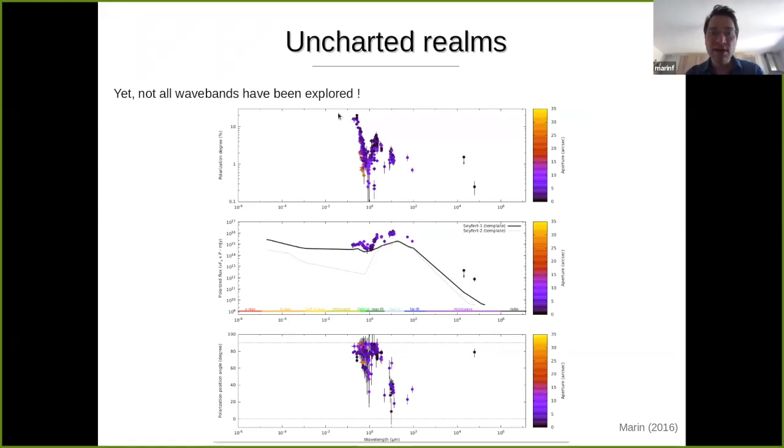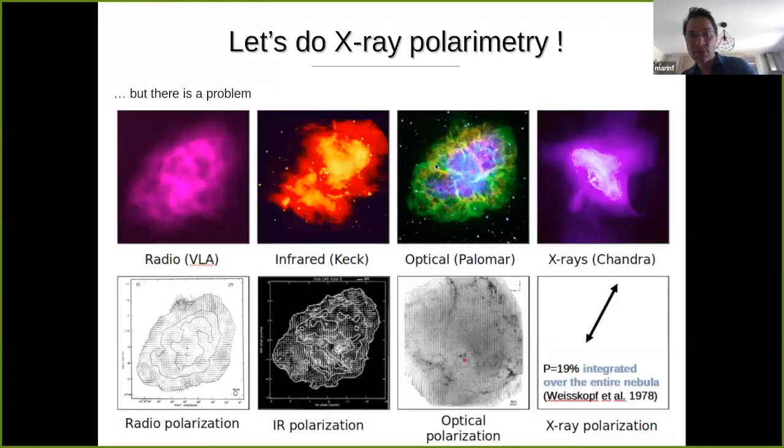So as you can see, in the far UV, X-rays and gamma rays, there is a completely uncharted realm. And this is what we will discuss today. Let's look at AGN with X-ray polarimetry. Yes, but there is a problem.